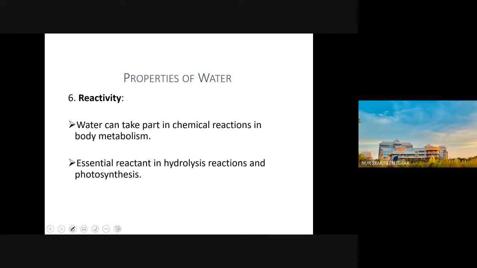So water can take part in chemical reactions in body metabolism. It is an essential reactant in hydrolysis reactions and photosynthesis. Let's look at photosynthesis first. You have learned photosynthesis. One of the reactants is water. What does it need? It needs carbon dioxide, it needs water, it needs light energy, sunlight, to form glucose. So this water will be involved in the reaction.